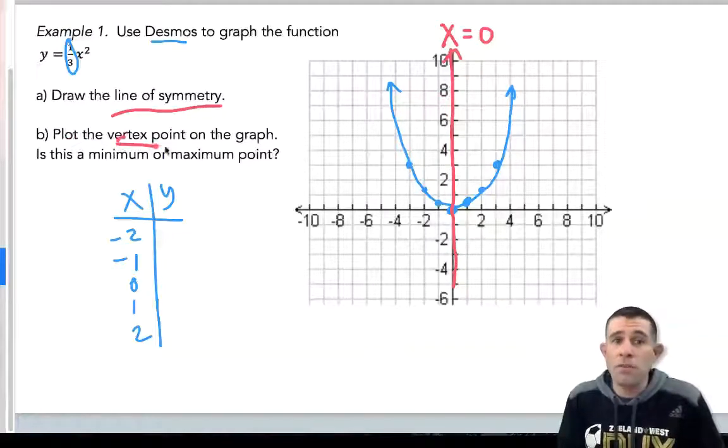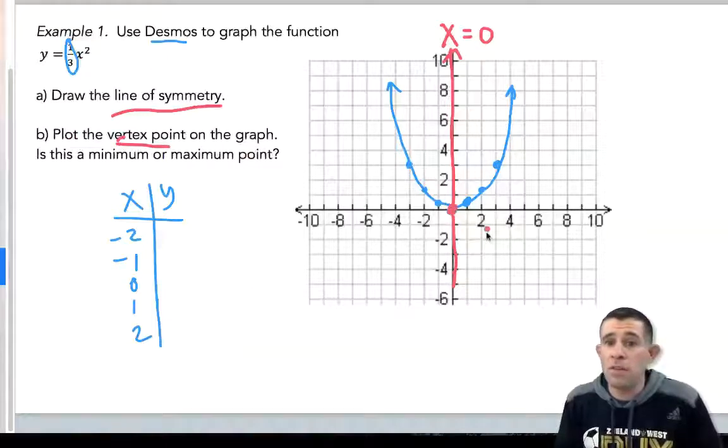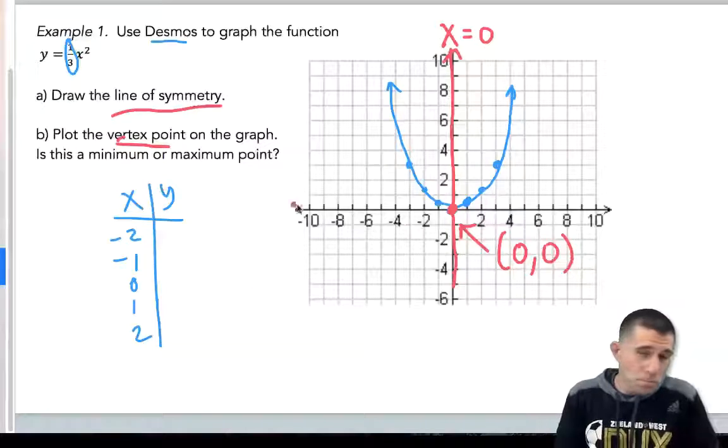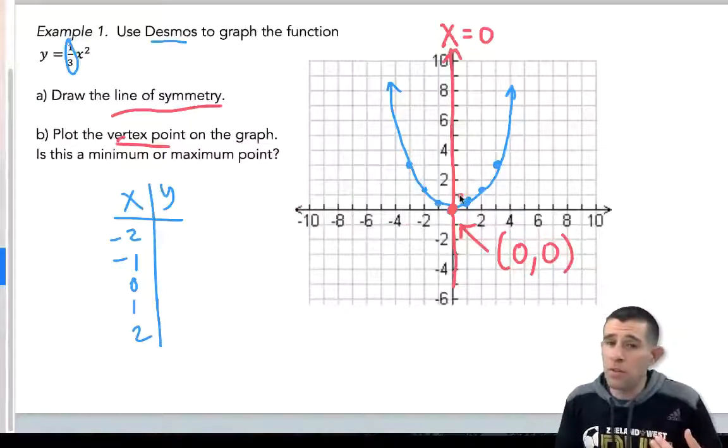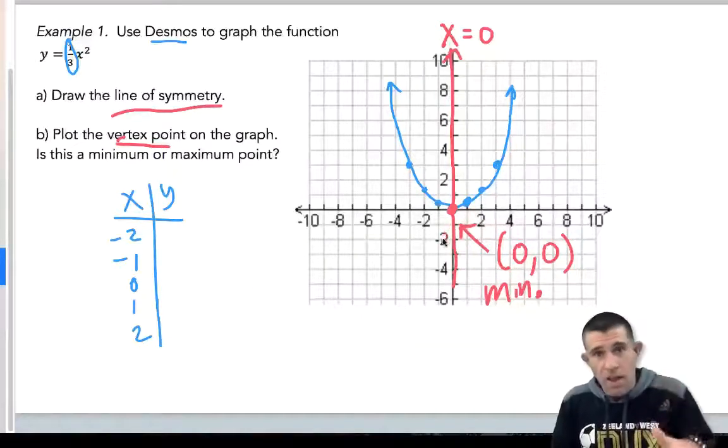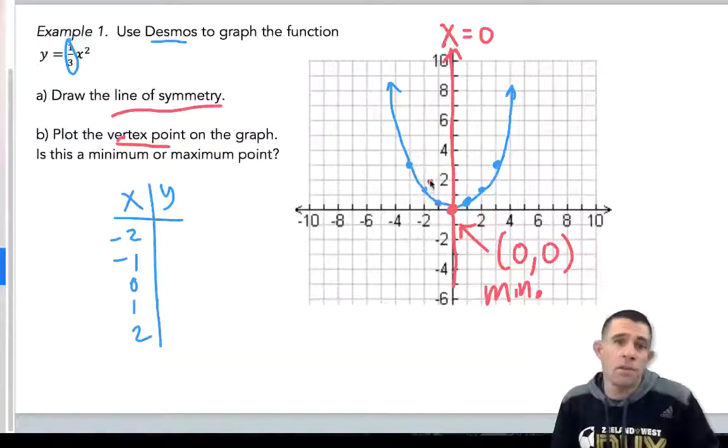Now I also want to plot my vertex point, which I already did. That vertex point is here at the origin, 0, 0. And because my parabola opens up, I note that this is a minimum point. No point on the graph exists below it. It is kind of the valley between these two hillsides.